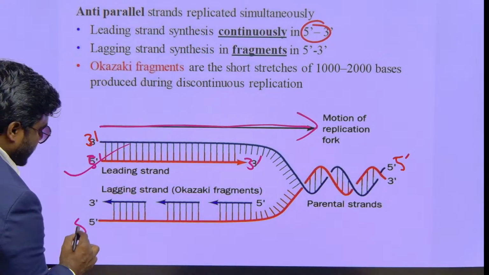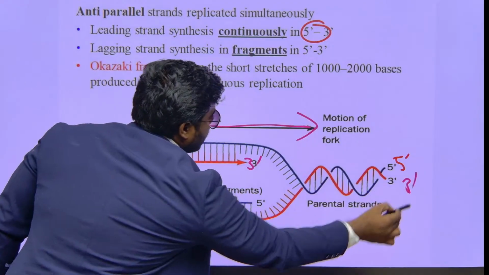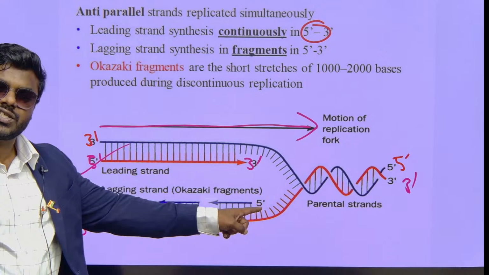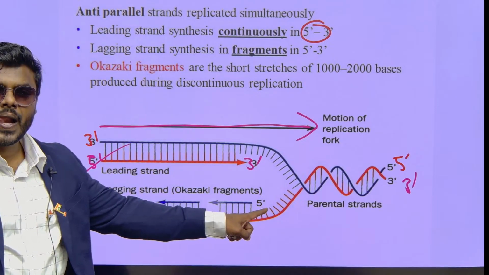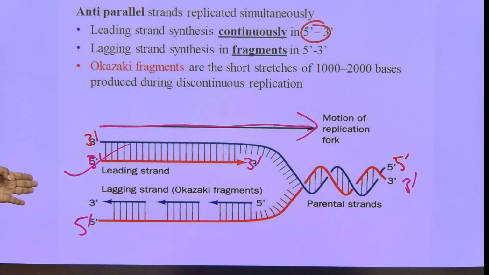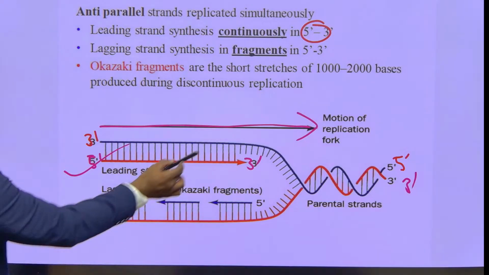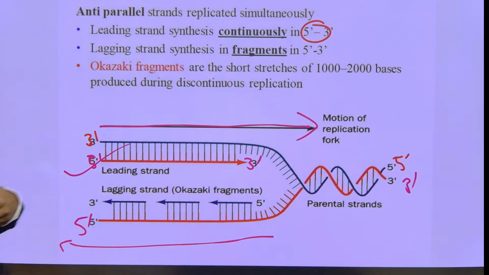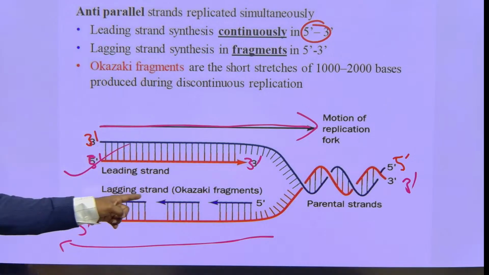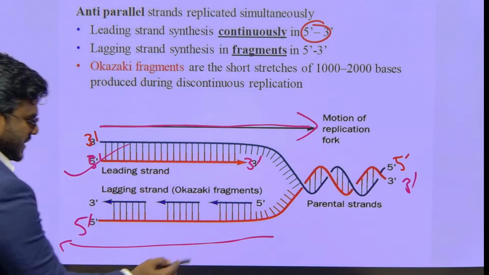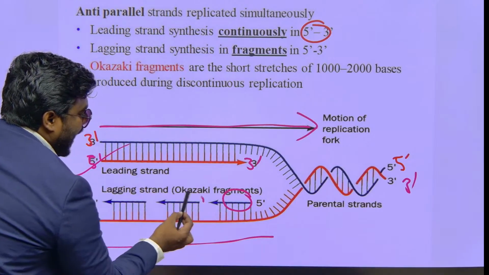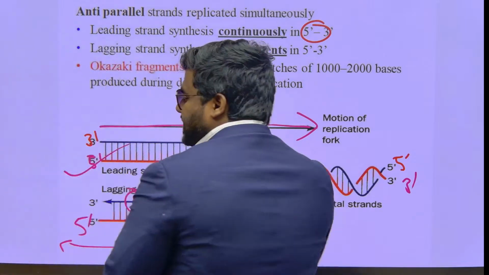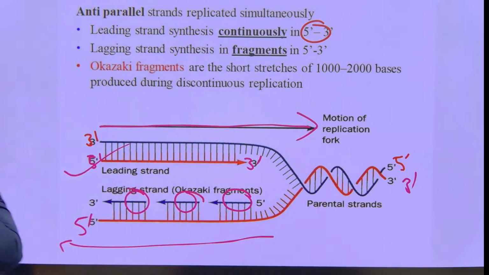Another parent strand is located in 5 prime to 3 prime. But originally, according to our rule, the daughter strand has to be synthesized in the same direction, but it happens in the opposite direction. This is the direction of the replication fork, but it is happening opposite, away from the replication fork. That's why we call it discontinuous. Instead of happening continuously, it happens in the form of pieces. We call them Okazaki fragments.